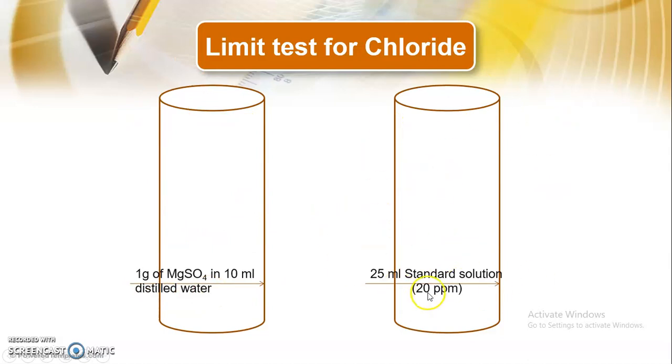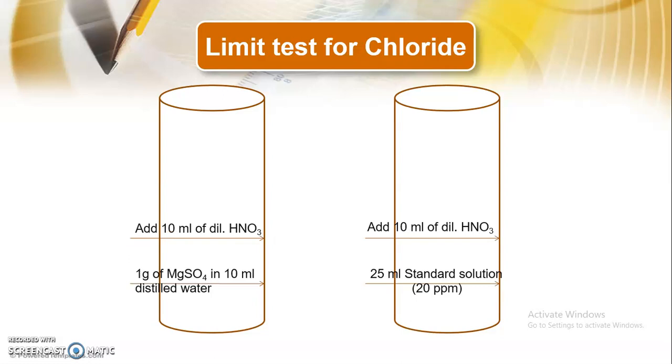Now, as we know, we are going to prepare the standard solution. Already we know the procedure. So we are taking 25 ml of this standard solution. Here there is a correction: we are going to use the standard solution having a concentration of 25 ppm. And in the test sample, we are going to measure an exact quantity of 1 gram of magnesium sulfate in 10 ml of distilled water. This is the first point.